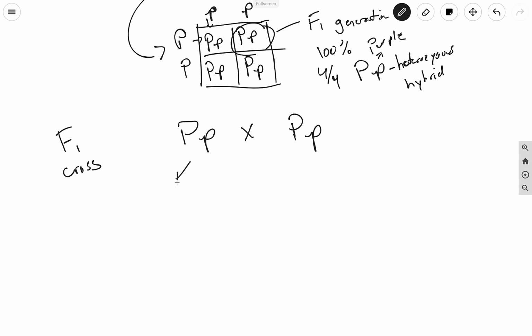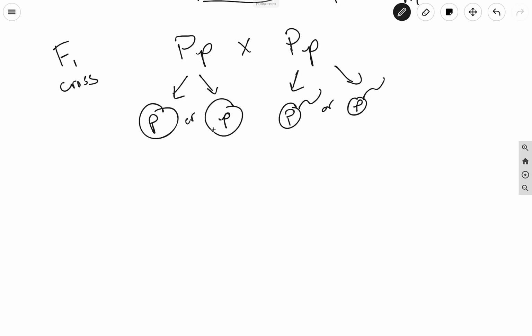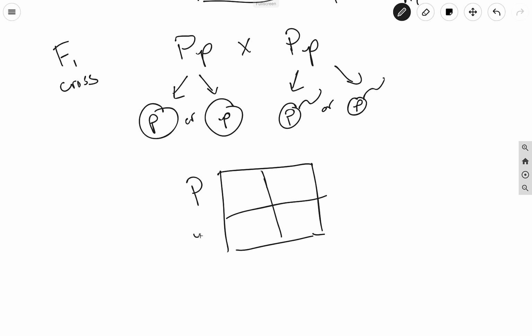This parent, let's say mom, can make an egg with a big P or an egg with a little p. And this parent, dad, can make a sperm with a big P or a sperm with a little p. Each one of them will pass on one allele. So we have 2 possible gametes from mom, 2 possible gametes from dad, so we need a 2 by 2 box. Let's put mom over here on the side, big P or little p. Dad we put over here on the top, and it doesn't matter which one goes on which side or the top. And then again, we're going to drag them over and down.